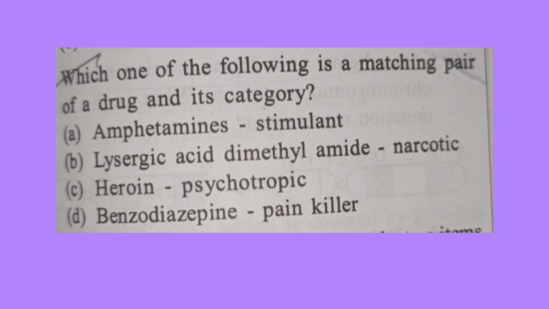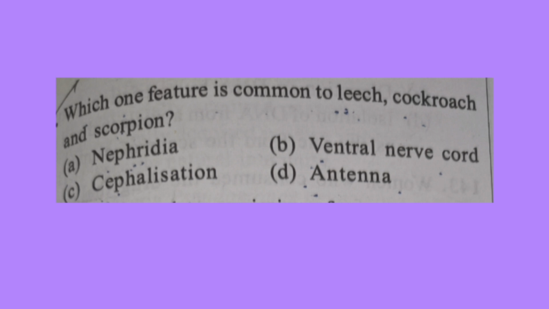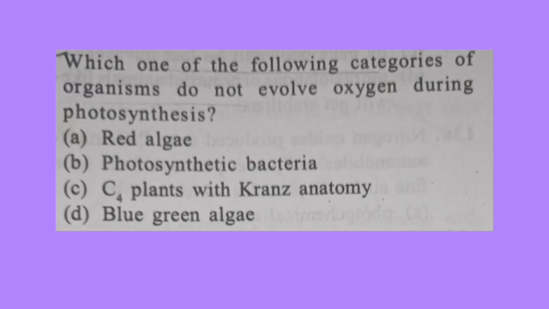And the second question is which of the following is matching pair of drug and its category? So the correct answer is option A, amphetamine stimulant. And the next question is which one feature is common to leech, cockroach and scorpions? So the correct answer is option B, ventral nerve cord. Which one of the following categories of organism do not evolve oxygen during photosynthesis? So the correct answer is option B, photosynthetic bacteria.